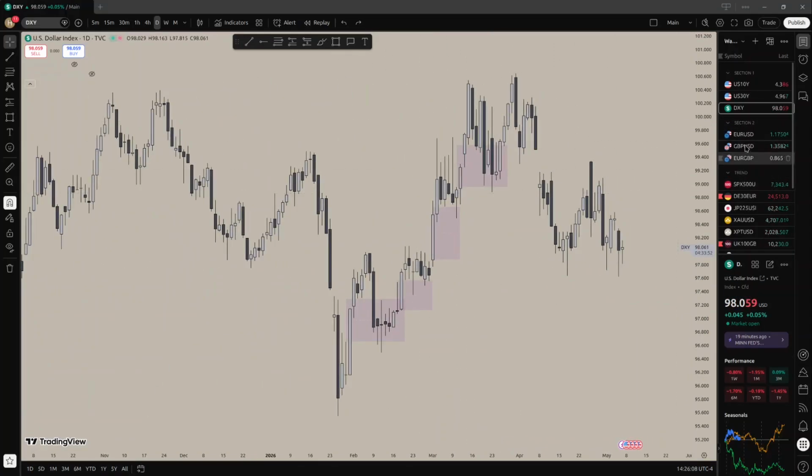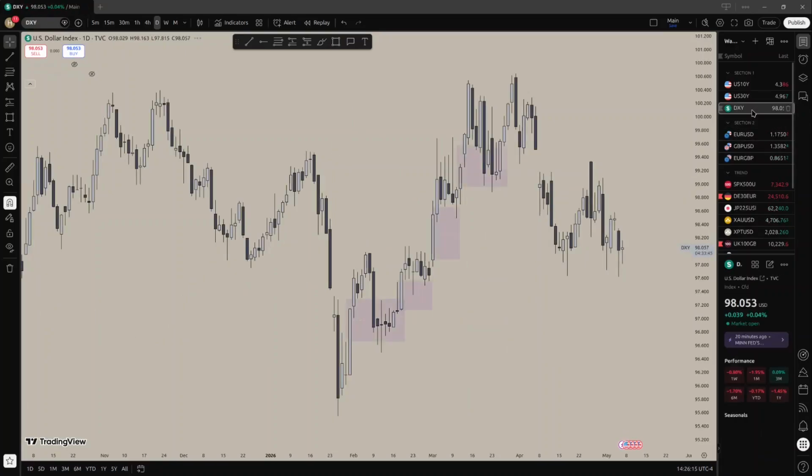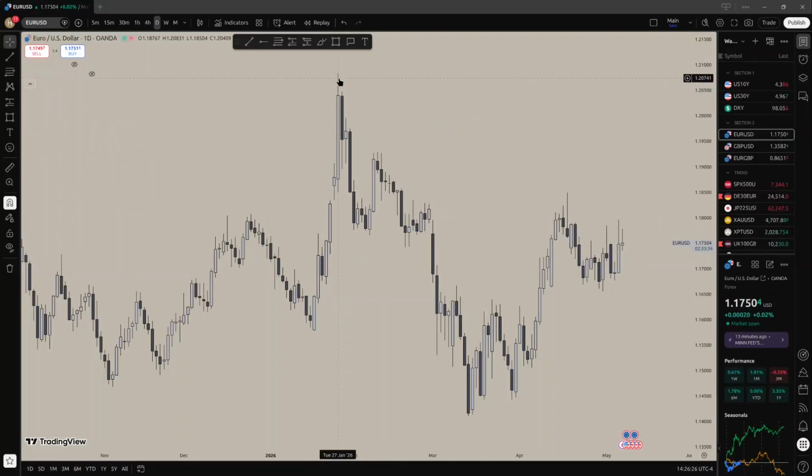For instance, here's the dollar, here's the DXY, euro USD, pound USD. It's almost like a mirror, right? Notice this low here and then it moves higher. Euro dollar, we have the high here and then it moves lower. It's a very close inverse correlation.